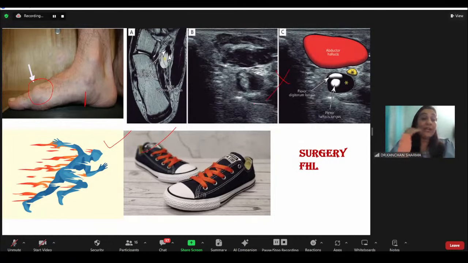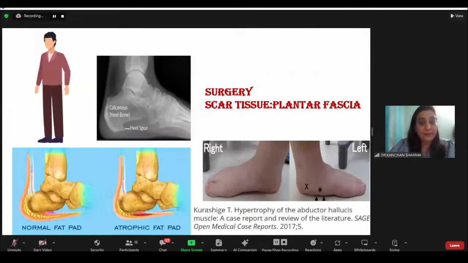Okay. Now, when it comes to surgery, usually when you have an Achilles tendon surgery, they go for a tendon transfer. It is the FHL which they use. So if there is an FHL tendon transfer, then there are chances of the medial plantar nerve entrapment more as compared to the lateral, but they do have lateral plantar nerve entrapment as well.